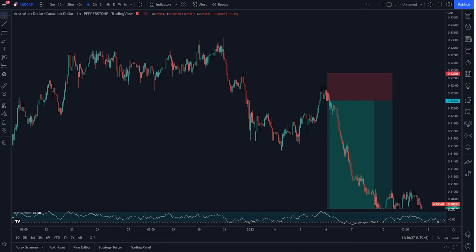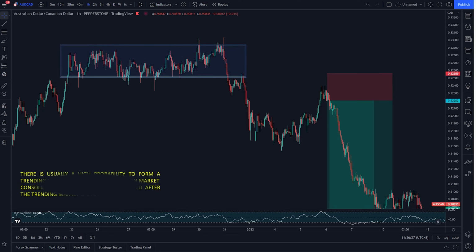Now let's analyze how you should trade if you are a more conservative trader. On the 1-hour chart, we can see that the price has made a short consolidation in the area near the trend line that we are focusing on. We all know that there is usually a high probability of forming a trending market after a consolidation market. And the consolidation market is usually formed after the trending market is over.